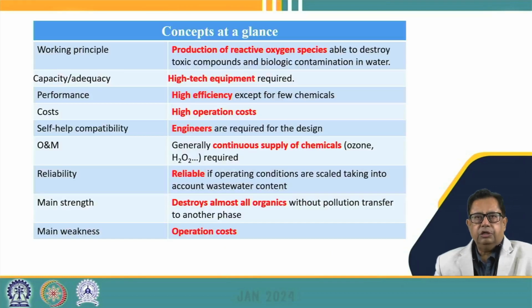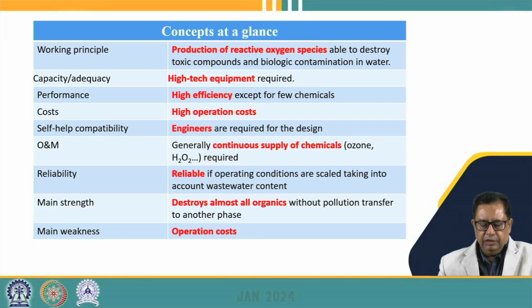So if we look at the concepts at a glance, the working principle of the advanced oxidation process is mainly the production of reactive oxygen species, dot OH radicals or superoxide radicals, so that we can target the toxic compounds or contamination present in the water or wastewater. It requires very high-tech equipment, and performance-wise it has very high efficiencies, except for a few chemicals which may not be degraded or oxidized further.